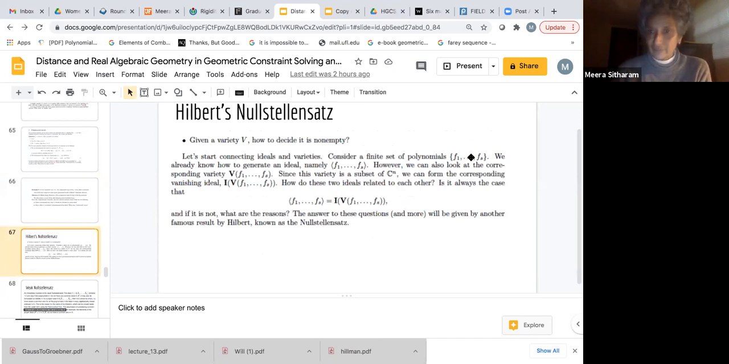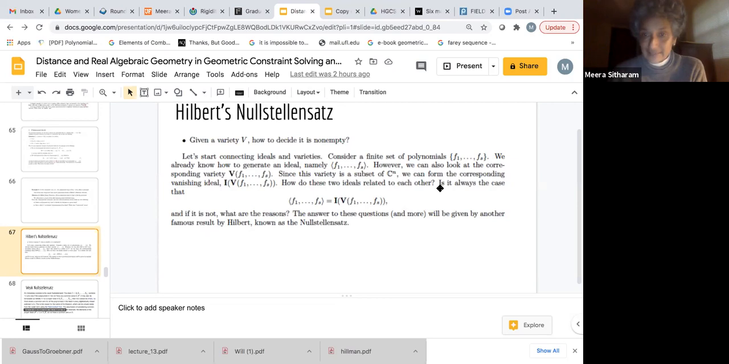Given a finite set of polynomials, we know how to generate the ideal, and we also know how to look at the corresponding variety. The variety is the set of places where they all vanish. The ideal is all the other polynomials which can be written as polynomial combinations of these. One direction is very easy to see.